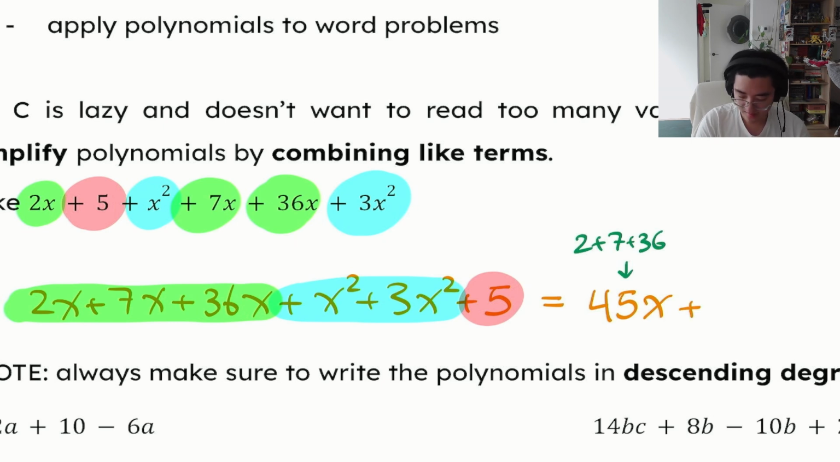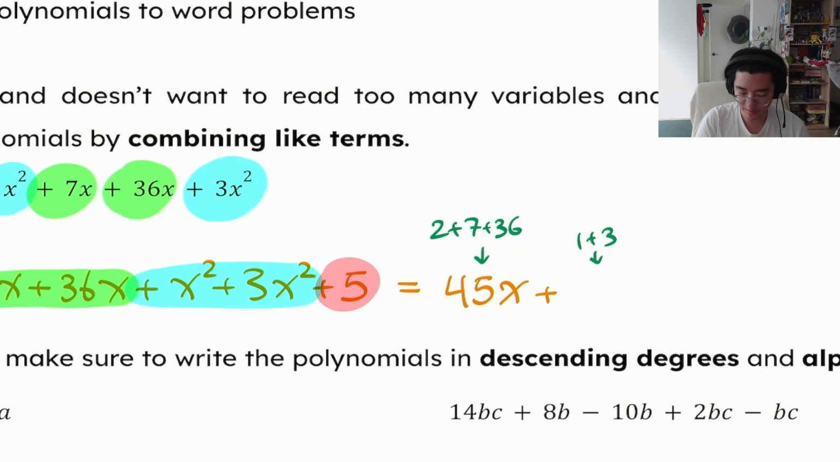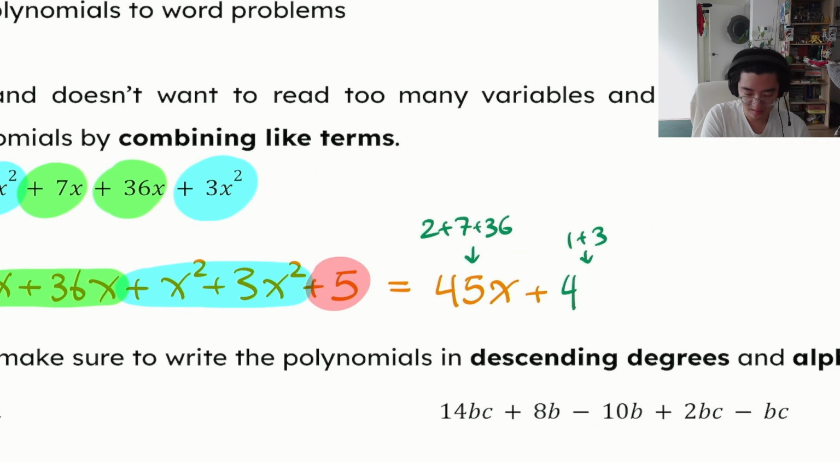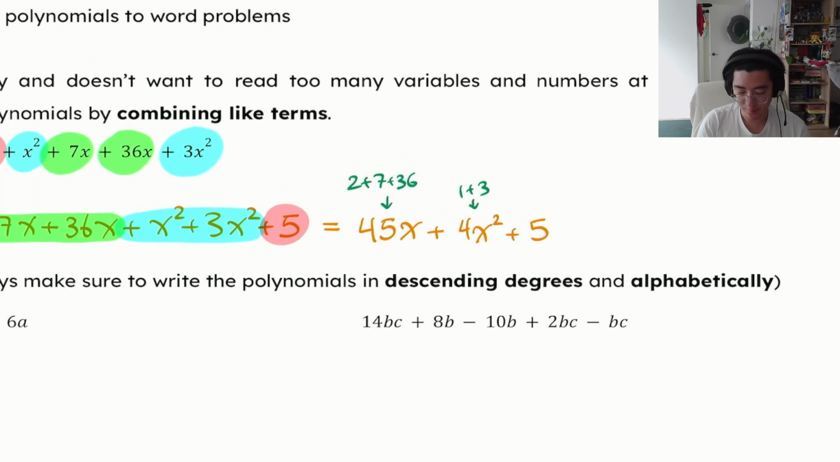Next, we have 1 plus 3 for the x squared. Remember, if it's just a variable by itself, we just assume there's a 1 in front of it, because we're lazy and don't want to write that. So it's 4x squared. And of course, the 5 just stays the same. And then we're pretty much done here.